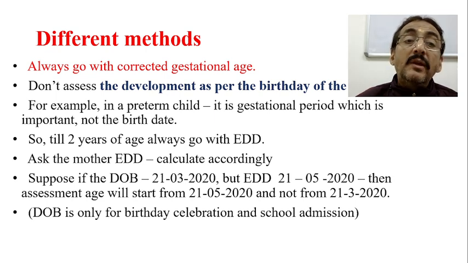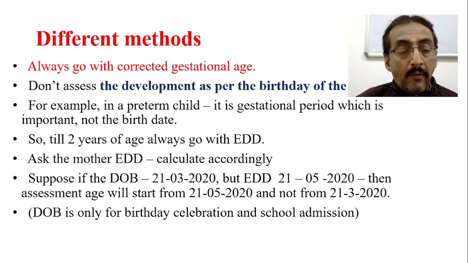Okay, just to give the example here, suppose the date of birth of the baby is 21/3/2020 and the EDD is about 21/05/2020. Then the assessment will start from 21/5/2020, not from 21/3/2020. I hope now it is very clear.